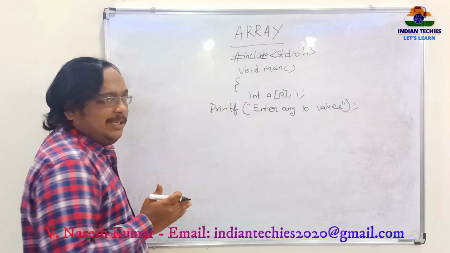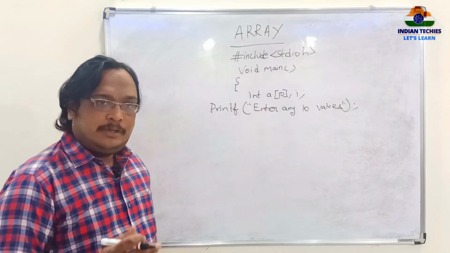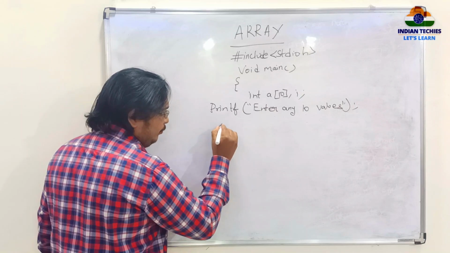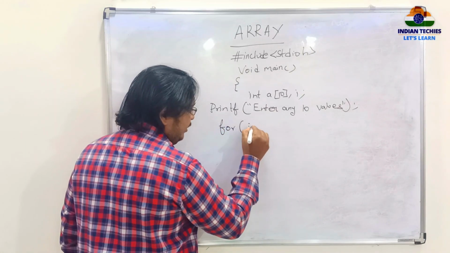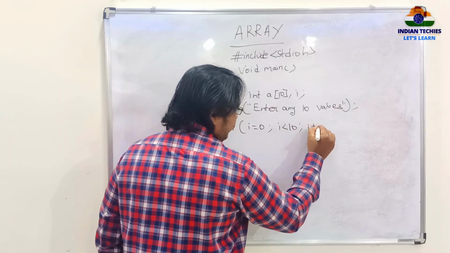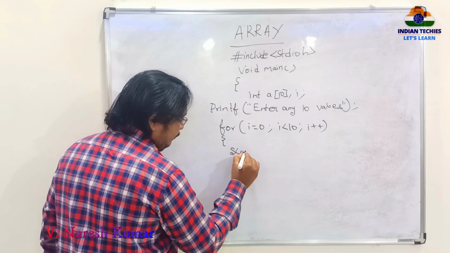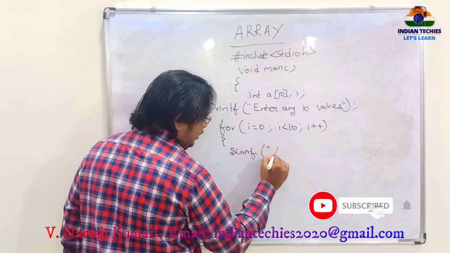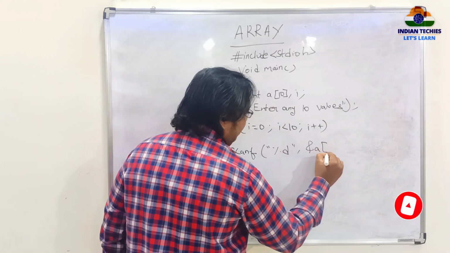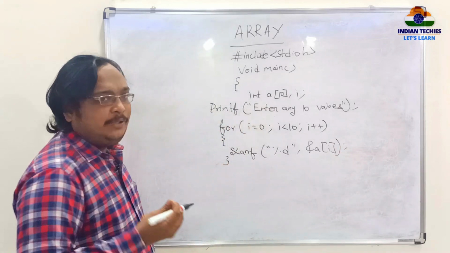Whenever I say 10 values, then I should say, enter any 10 values. You can write anything of your wish. Now I am writing the for loop, that is for i is equal to 0, i less than 10, i plus plus. Inside this I am taking input of these 10 values, that is scanf, since it is integer, percentile d, ampersand a of i. Then you have to give 10 values.